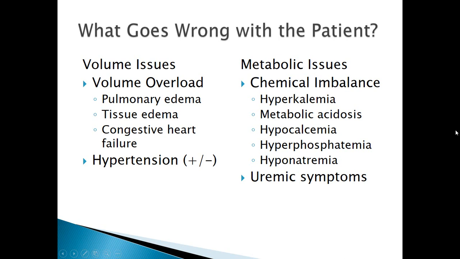And then you're going to see in the labs metabolic changes, particularly hyperkalemia, metabolic acidosis, hypocalcemia, hyperphosphatemia, and typically hyponatremia, which is dilutional. And what you're going to see is, of course, uremia. As there's decreased GFR, there's going to be uremia, and then uremic symptoms with disorientation and so forth.